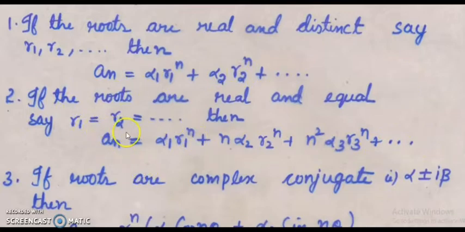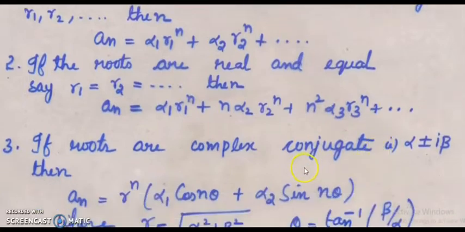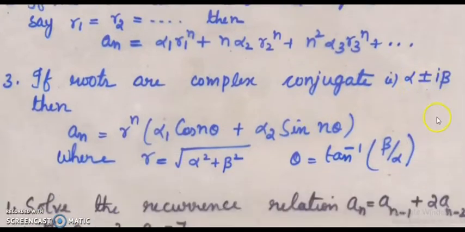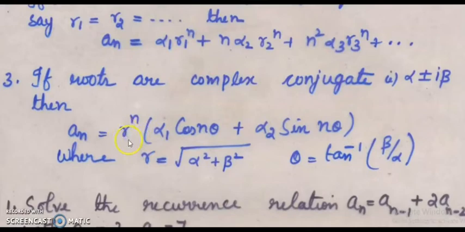I'll read it again. If the roots are real and equal, like r1 is equal to r2, etc., then an is alpha 1 r1 raised to n plus n into alpha 2 r2 raised to n plus n square into alpha 3 r3 raised to n plus etc. Then if the roots are complex conjugate, alpha plus or minus i beta, then an is equal to r power n times alpha 1 cos n theta plus alpha 2 sin n theta, where r is equal to the square root of real part square plus imaginary part square, alpha square plus beta square, and theta is equal to tan inverse of imaginary part by real part. Theta is tan inverse of beta by alpha.